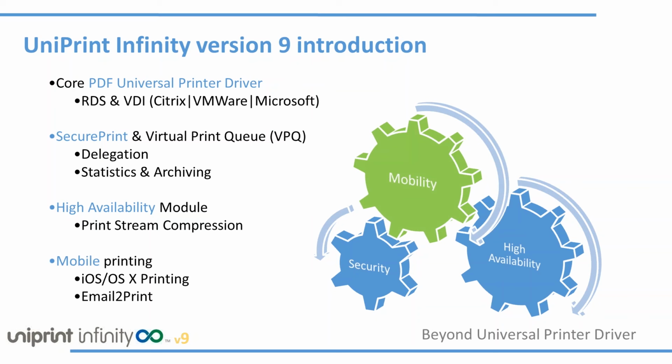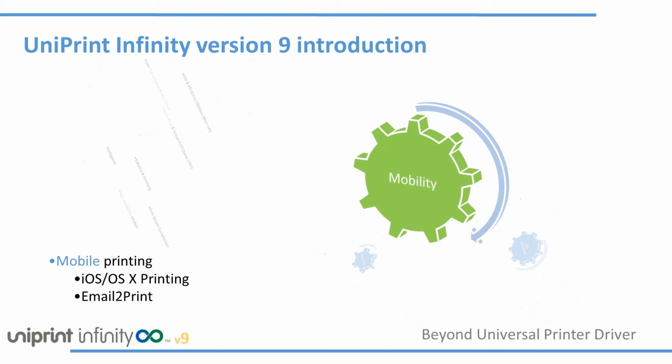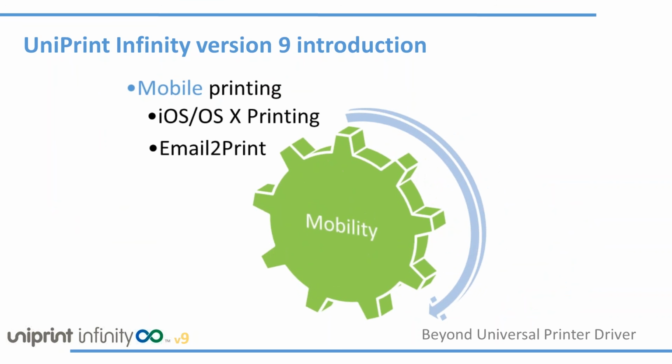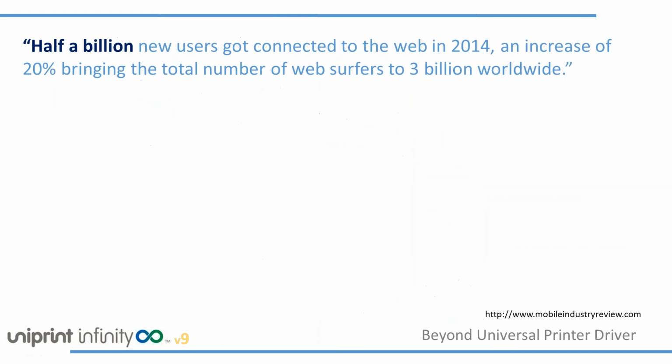And today, what we're going to talk about is mobile print, and there's a lot of interest about iOS printing or Chromebook printing or Android printing, any mobile device. This is really one of the key features that we announced in version 9, and this is what we call the Beyond Universal Printer Driver. We just want the market to know that we're now more than just the PDF Universal Printer Driver.